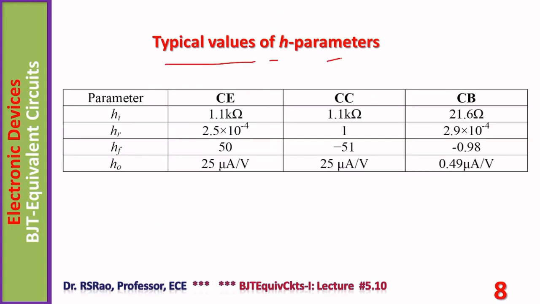Typical values of H parameters are given. One point to be noted here is that HI is not the same for the three configurations. HI for CE is not equal to HI for CC. It is different from HI for CB. HR is also different for different configurations. So the HI value is 1.1 K for CE, 1.1 K for CC, 21.6 ohms for CB. HR is 2.5 into 10 power minus 4 for CE, 1 for CC, 2.9 into 10 power minus 4 for CB. HF is 50 for CE, minus 51 for CC, minus 0.98 for CB. H naught is 25 microamperes per volt for CE, 25 microamperes per volt for CC, and 0.49 microamperes per volt in case of CB.